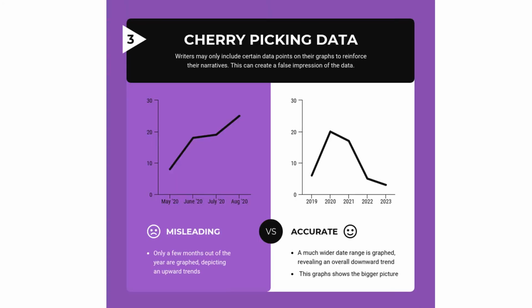Cherry-picking data is another way that graphs can be manipulated to try and portray a certain trend. So if we only pick a few months out of the data that we have, it can look like the trend is upward. Whereas if we depict all of the data that was collected, we might see a different trend.